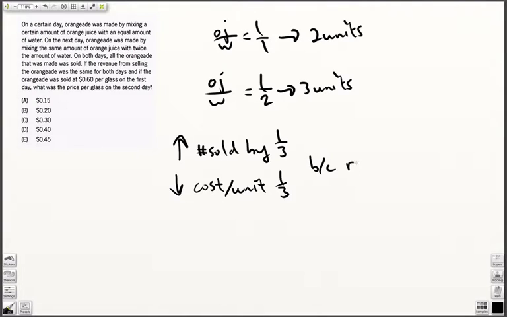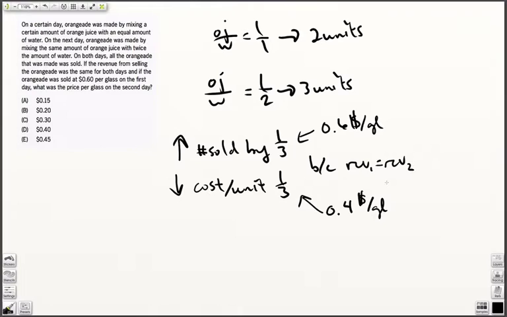So because the revenue is equal, if we're increasing the number sold, we're decreasing the cost per unit by the same amount. So we know we're selling here at $0.6 per glass. So here we can feasibly decrease the cost per unit by the same amount. So we're decreasing by 1/3. And 2/3 of 0.6, a decrease of 1/3, is $0.4 per glass.